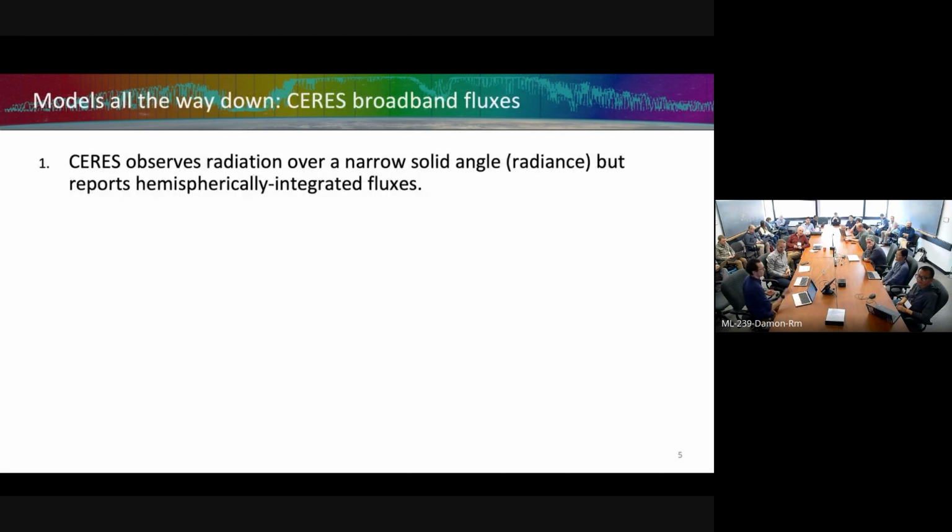I'm just going to give a few examples that I think are hopefully relevant to folks evaluating atmospheric models. The first one is CERES. CERES, again, is this collection of instruments that measure broadband, shortwave, and longwave radiation at the top of the atmosphere. And these are pretty essential, a first order constraint on model behavior. But something to note is that CERES actually observes radiation over a very specific solid angle. So it's not actually observing a flux, it's observing a radiance, and they have to report a hemispherically integrated flux.